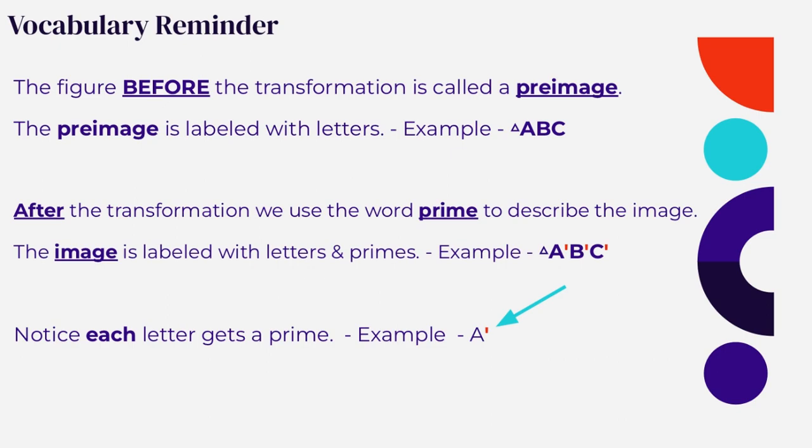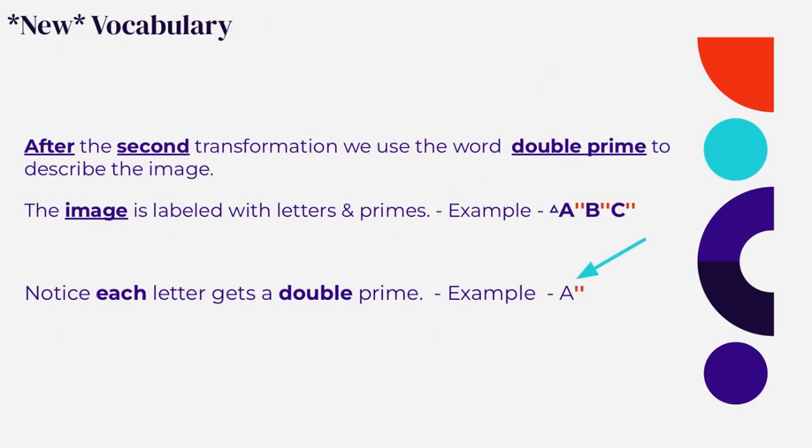Now let's take a look at some new vocabulary. So today we're talking about two transformations happening on the same preimage. After the second transformation, we use the word double prime to describe the image. So the image is labeled with the letters and primes, for example, triangle A double prime, B double prime, C double prime. And notice that each letter gets a double prime, so for example, A double prime.